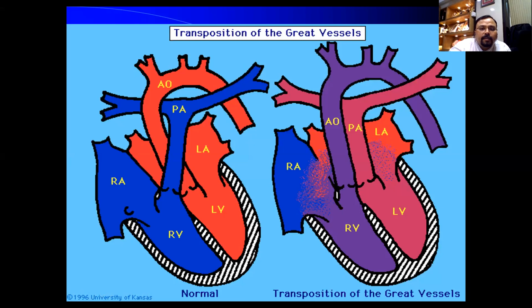Here we can see on your left side, this is a normal heart. So crisscross aorta and pulmonary artery, they are crossing each other. And on your right side, you will see TGA. Aorta and pulmonary artery, both are parallel to each other. This is TGA with intact ventricular septum. So you can see here the ASD, where blood is mixing.